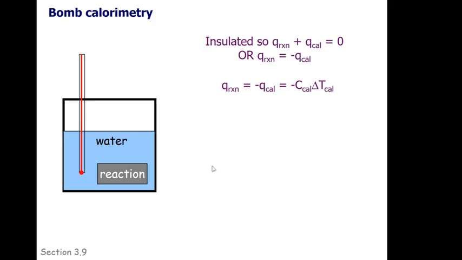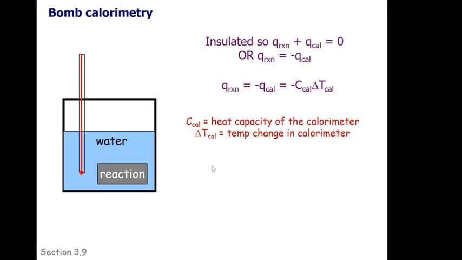In order to quantify this in terms of the calorimeter, we can say that the heat of the calorimeter is equal to capital C calorimeter times the change in temperature of the calorimeter. Capital C calorimeter is known as the heat capacity of the calorimeter, and delta T is equal to the temperature change in the calorimeter. Many times the water is the most important part of the calorimeter, but some calorimeters will have the walls absorb heat as well.